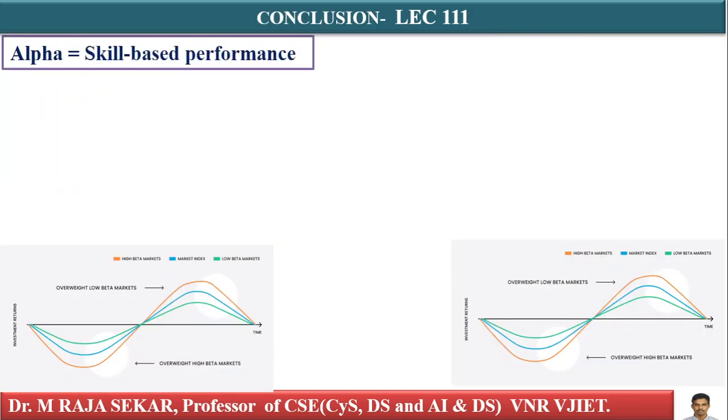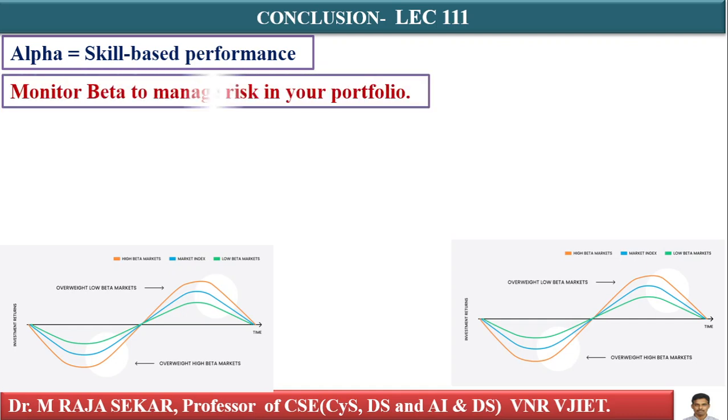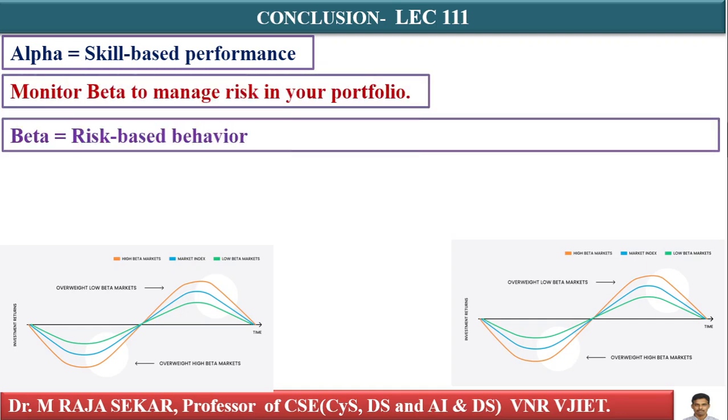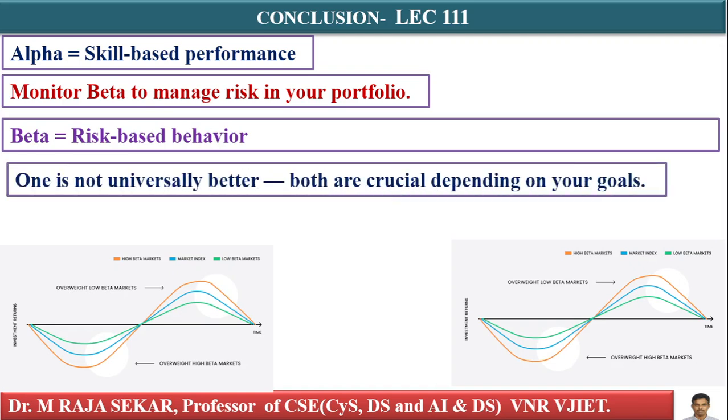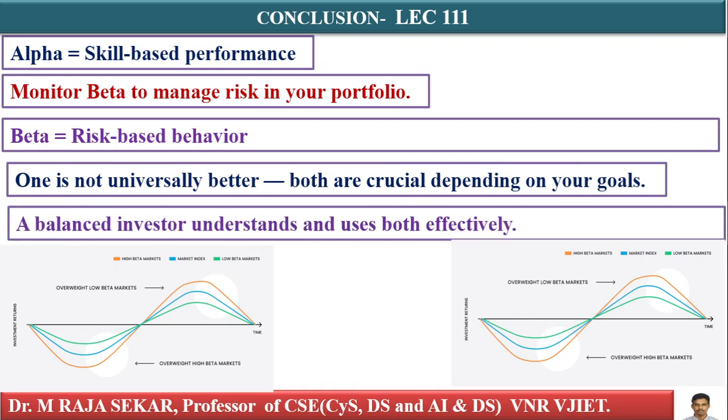What is alpha? It is skill-based performance. Monitor beta to manage risk in your portfolio. Beta is risk-based behavior. One is not universally better. Both are crucial depending on your financial goals. A balanced investor understands and uses both effectively.